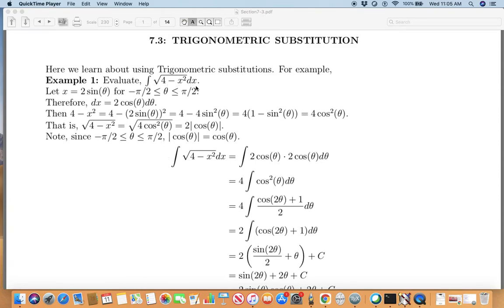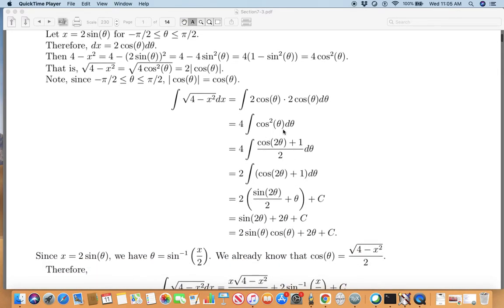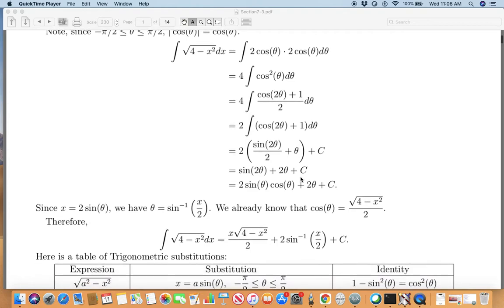So coming back to our original integral, the square root of 4 minus x squared dx, we just calculated the square root of 4 minus x squared is 2 cosine theta. dx we just saw was 2 cosine theta d theta. So in all this is 4 times the integral of cosine squared theta d theta. Cosine squared is nothing but (cosine 2 theta plus 1) over 2. Taking integration, notice 2 reduces that 4: 2 times the integral of cosine 2 theta plus 1 d theta.